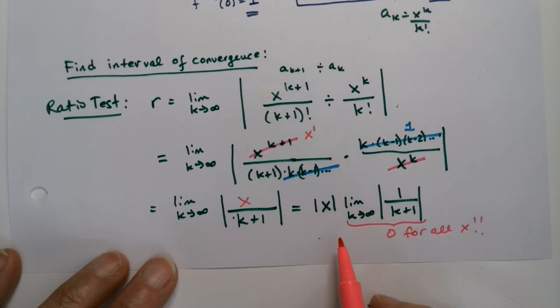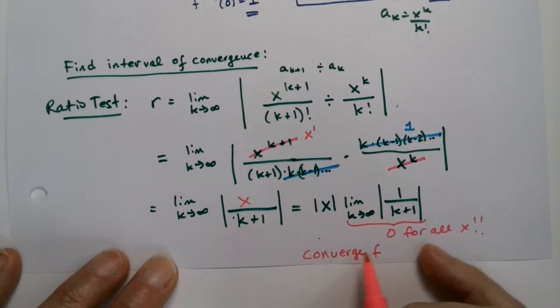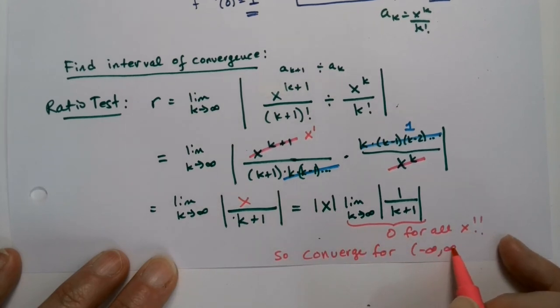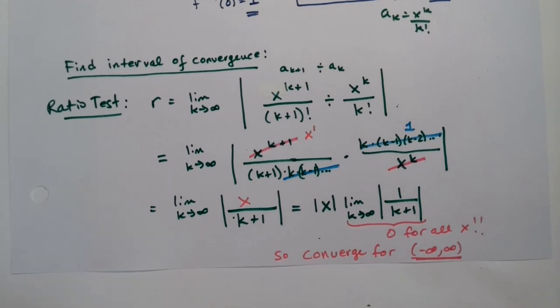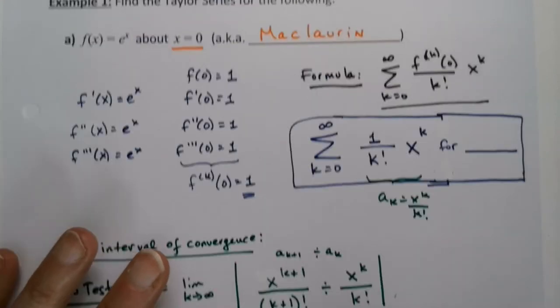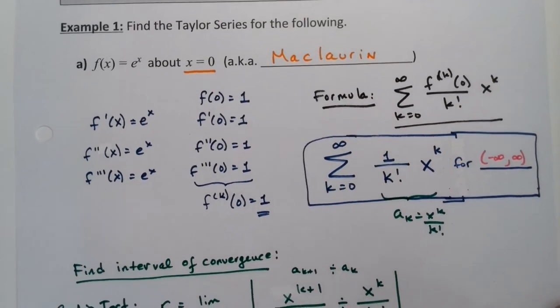That's why this is going to converge for all x. That's our interval of convergence, because 0 times whatever x is 0. So my interval of convergence is actually negative infinity to infinity.